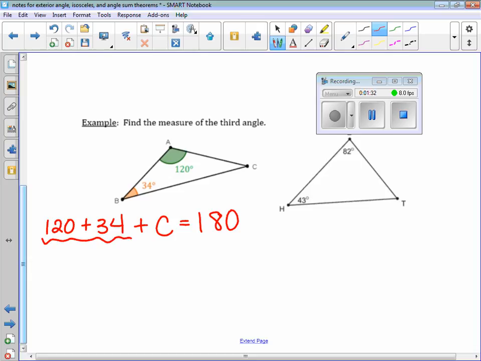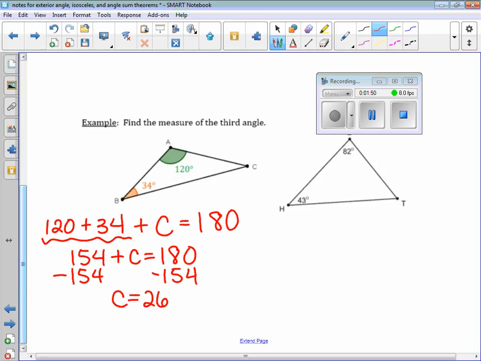I can combine like terms. 120 plus 34 is 154. And then I subtract 154 from both sides, so that C is 26. So using this equation, I have now found the measure of angle C to be 26. So we can now say that the measure of angle C is 26 degrees.